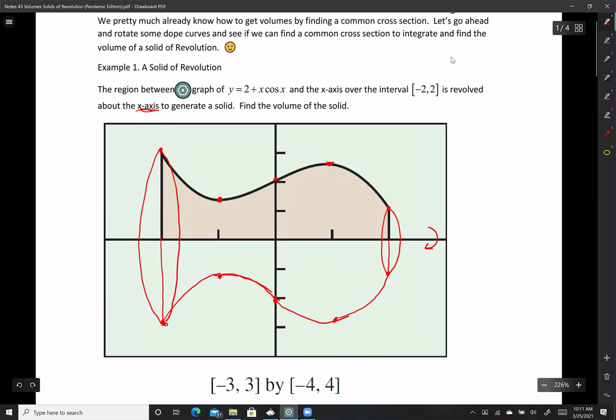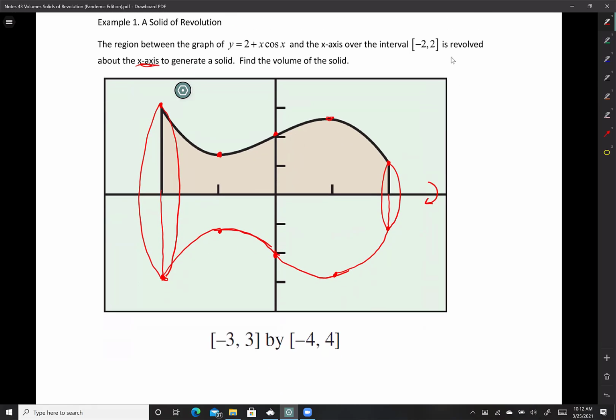All right, here we go, guys. So now the thing is, what is the common cross section that I have? That's the key. Make sure to put the word common. It has to be a common shape over and over again, or else we can't use calculus, right? I mean, I guess we can, but there are other methods. But a common cross section.